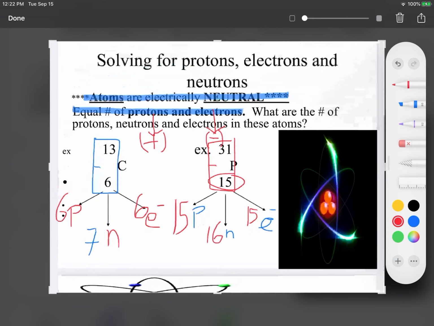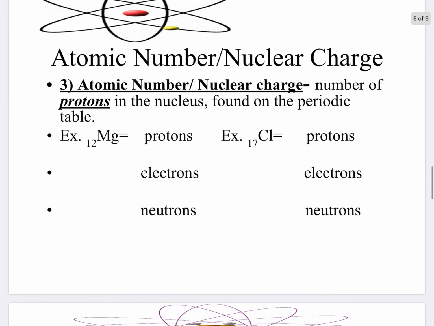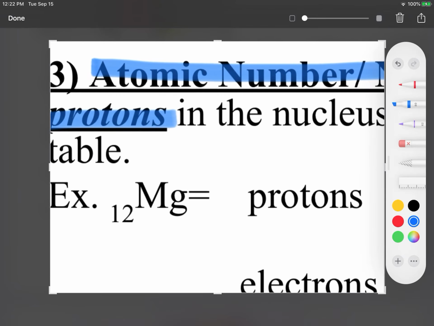Okay, let's move on. Next slide. Atomic number or nuclear charge. So now, the atomic number and nuclear charge are simply the same thing. Atomic number and nuclear charge, all right? So if they ask you what is the atomic number or the nuclear charge, it's simply the number of protons, or the bottom number. Now, if you notice over here, I did not include the mass.